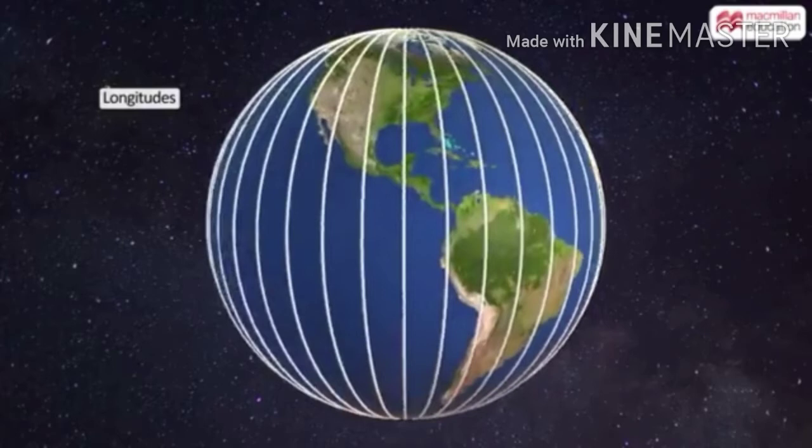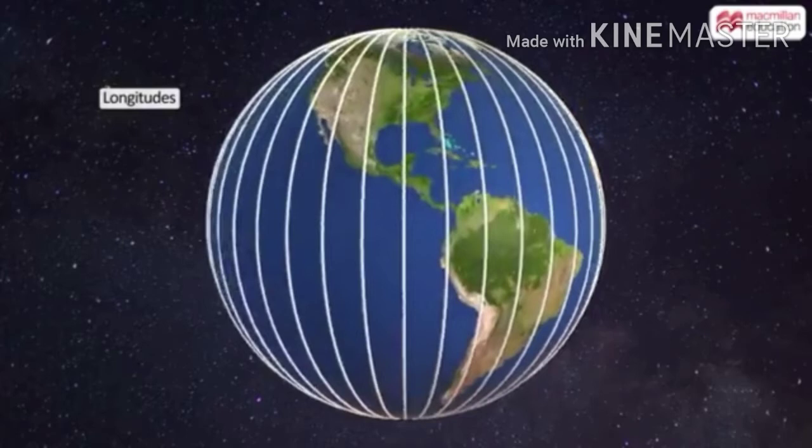Which latitude divides the earth into northern hemisphere and southern hemisphere? Equator. Like that, the prime meridian runs through Greenwich in England. This line divides the earth into eastern and western hemispheres.